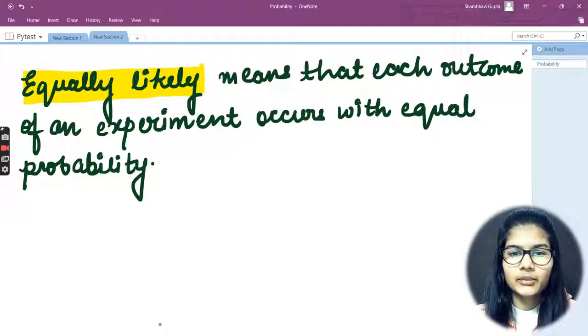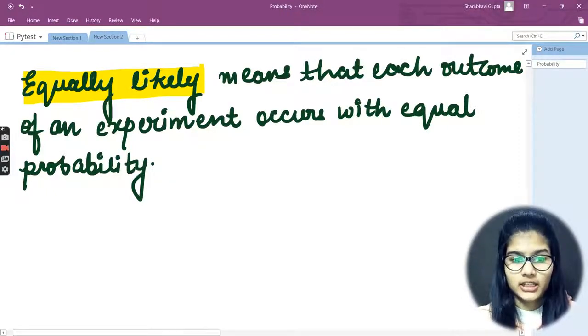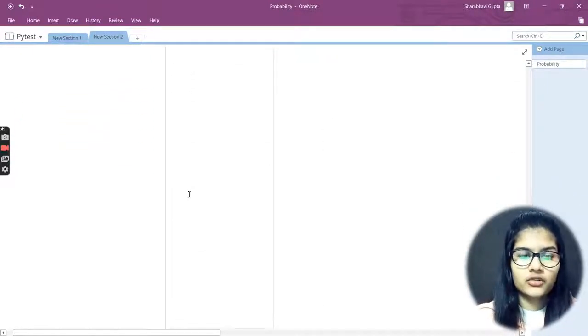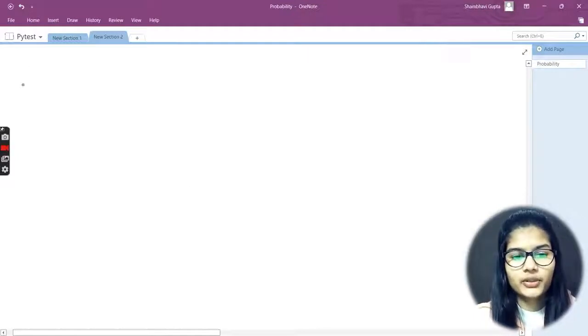So equally likely means that each outcome of an experiment occurs with equal probability. Okay, that each outcome of an experiment occurs with equal probability. This is what equally likely actually means. Okay. Now if I have to compute the probability for that, how will I do it? So let's check that out here. So let me put that out.